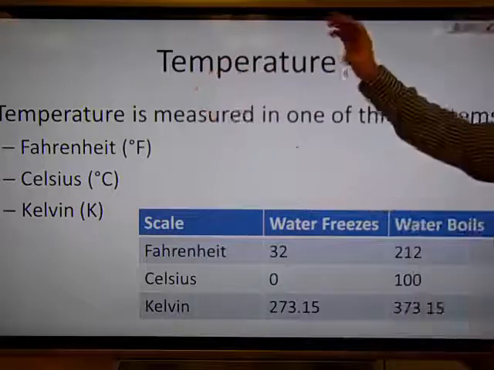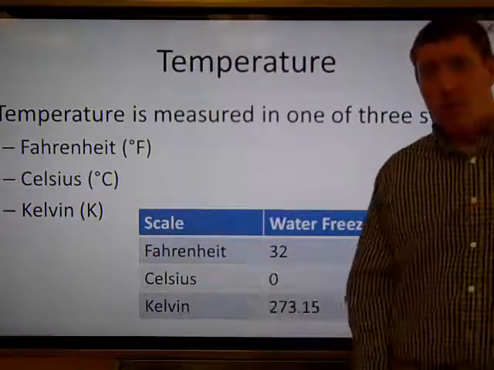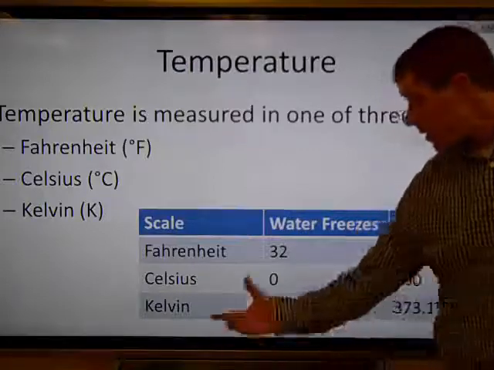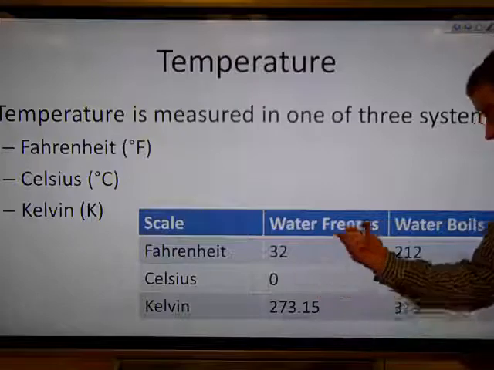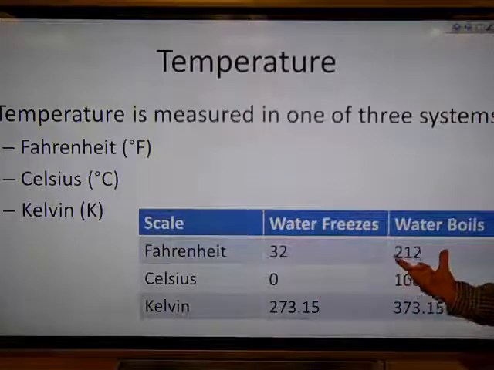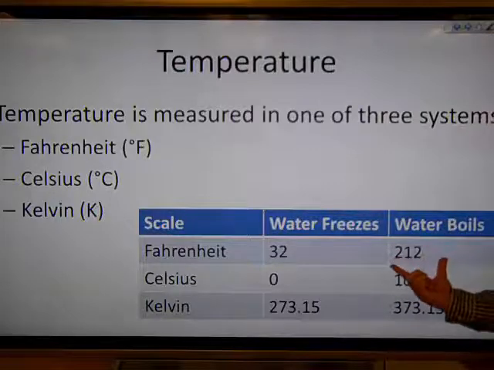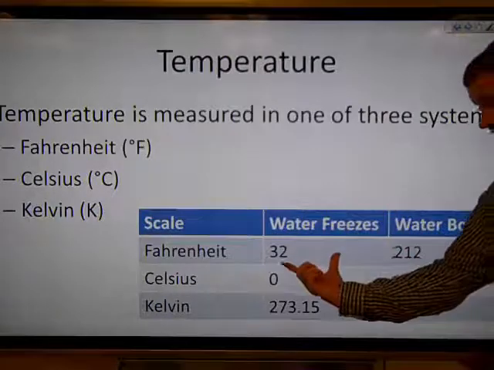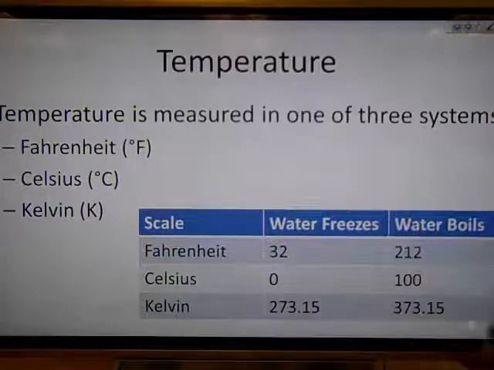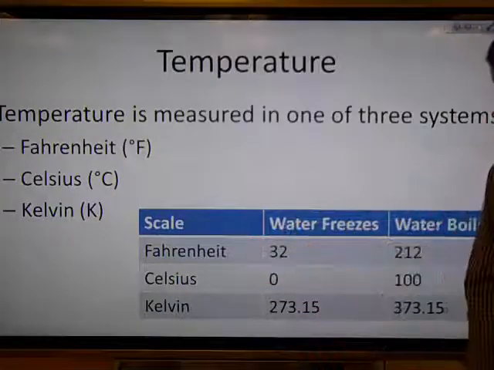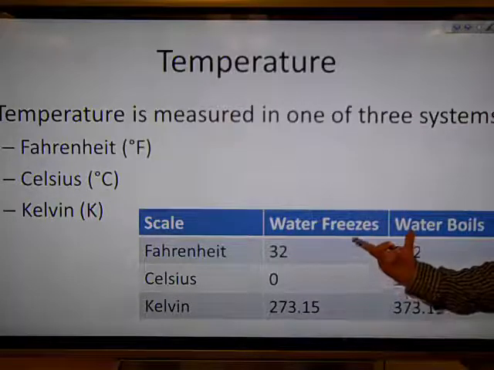So, the Fahrenheit scale is, of course, the scale that we use in the United States. In the Fahrenheit scale, water freezes at 32 degrees Fahrenheit, and it boils at 212 degrees Fahrenheit. Notice that the water boils 180 degrees from where it freezes. That's how the Fahrenheit scale has been defined, as that separation is 180 degrees.